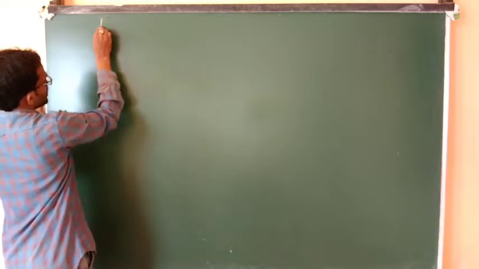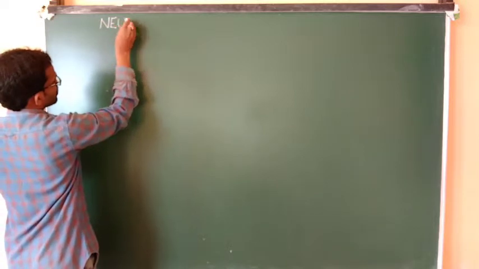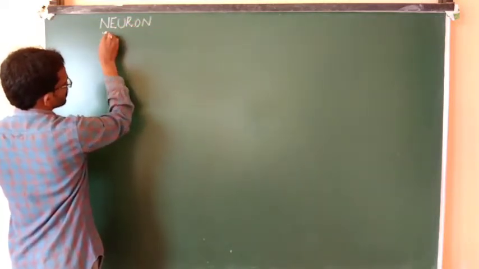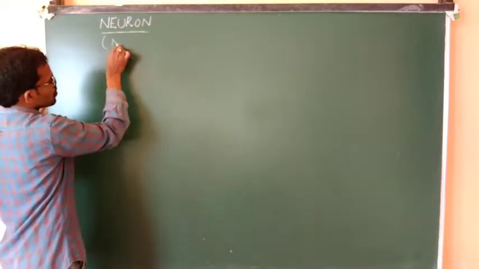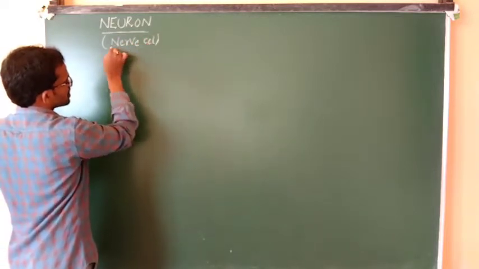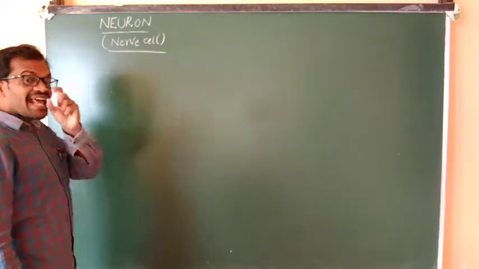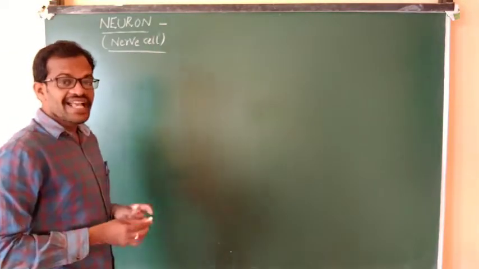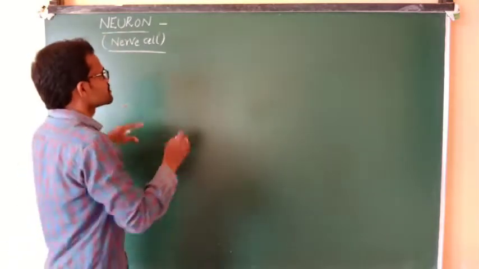Today we are going to discuss the neuron. This neuron also indicates a nerve cell. The neuron is the structural and functional unit of the neural system.